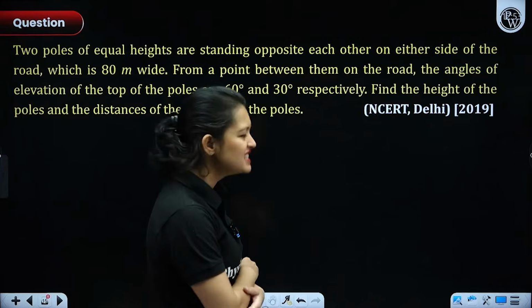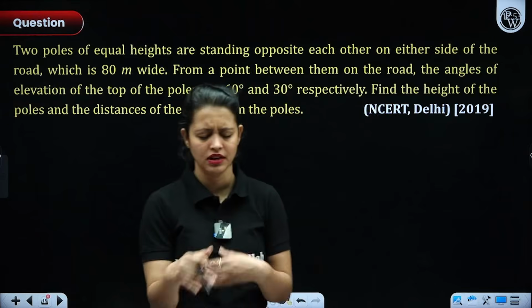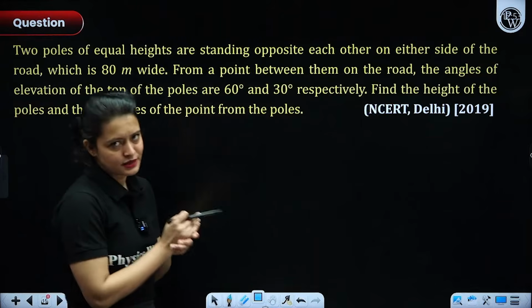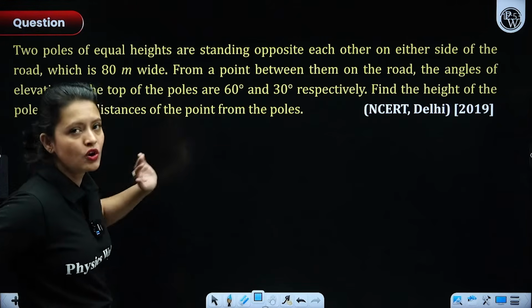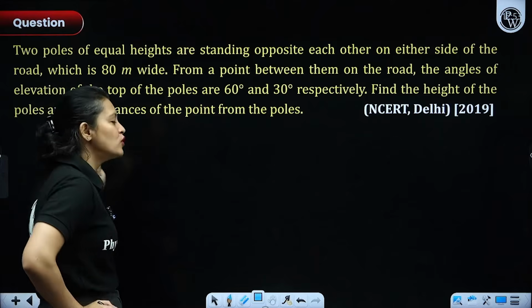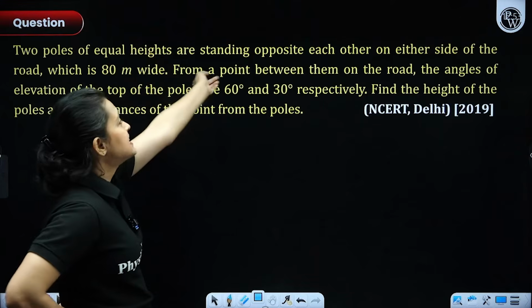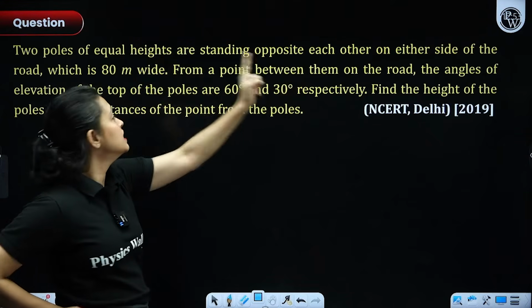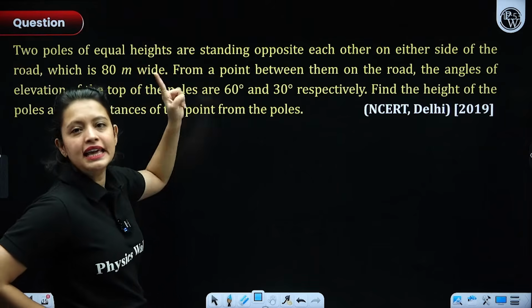It's a question of NCERT, it has come in board exams also. So let's pay attention. Two poles of equal heights. We have two poles of equal heights, and they are standing opposite each other on either side of a road, which is 80 meters wide.